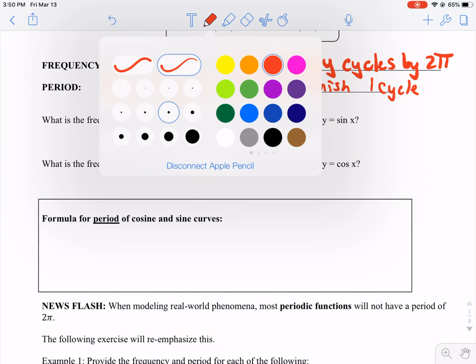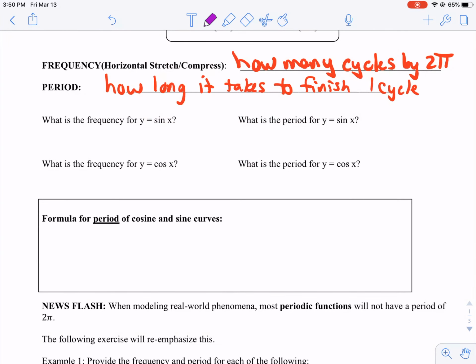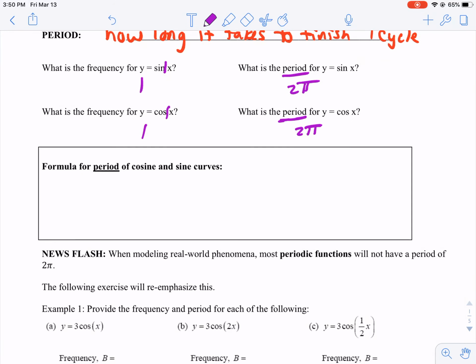So these ones are standard graphs that we were looking at in the previous lesson. What is the frequency? The number touching the x. The frequency is 1. That means I will have one hill and trough by the time I reach 2 pi, meaning that the period for a sine graph without any bells and whistles is 2 pi. Frequency for the cosine graph is 1 because that's the number touching the angle. And that means the period for a standard cosine graph with no bells and whistles is 2 pi. I will get one full V from 0 to 2 pi.